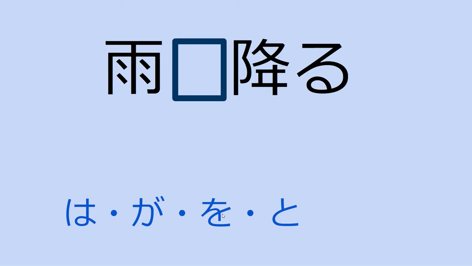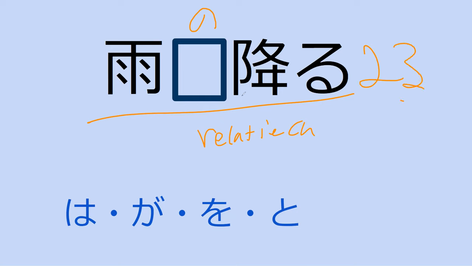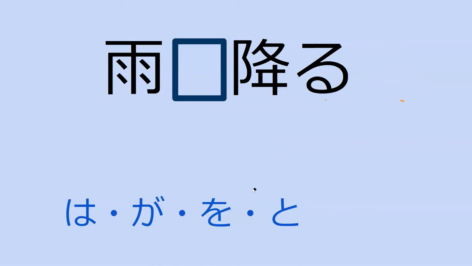I think no would make more sense. Ame no furu. No does show up in certain cases. That's going to show up if this was a relative clause. So, ame no furu yoru or something. That'd be the night of rain falling. That would be grammatically correct. But since this is not a relative clause, this is something that's going to end with a period right here, which is just rain falls.